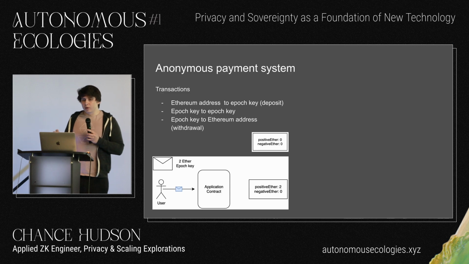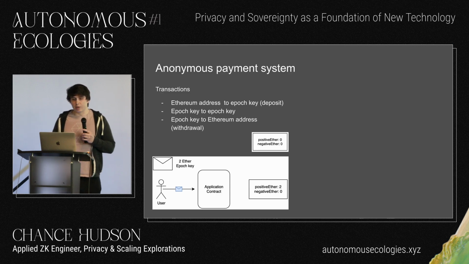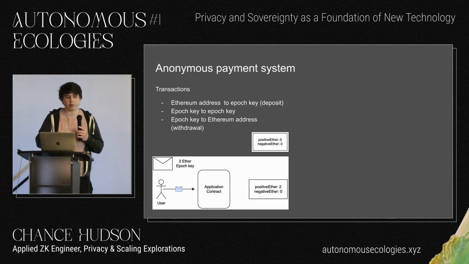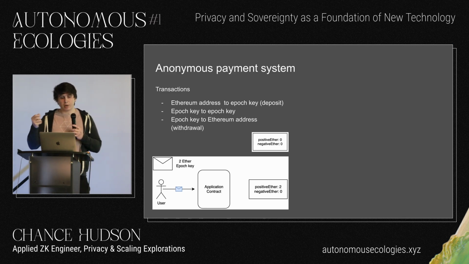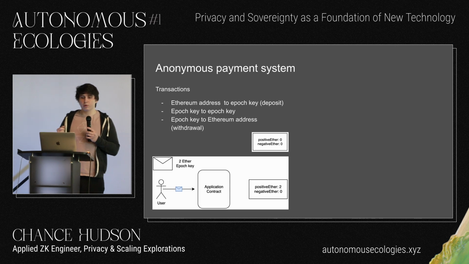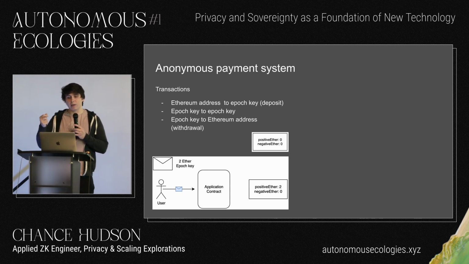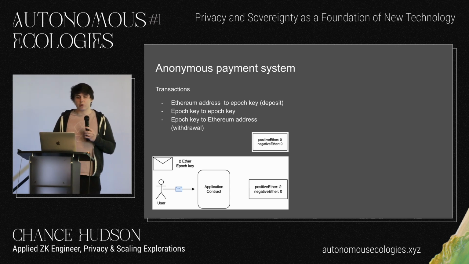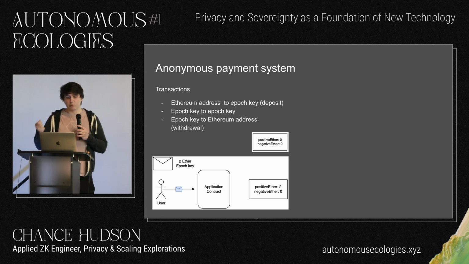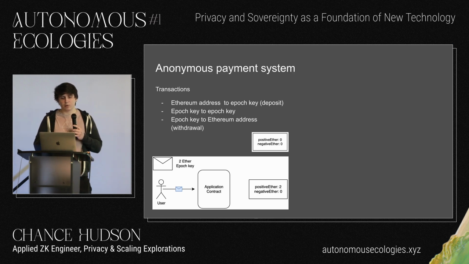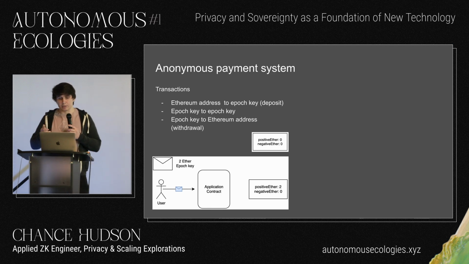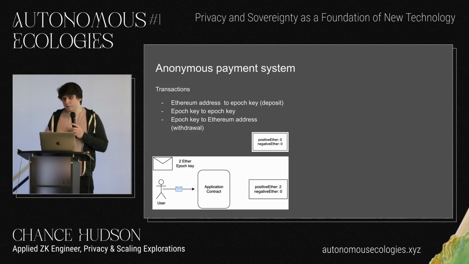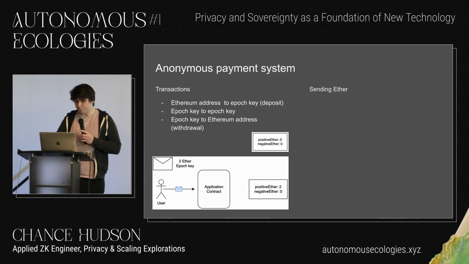And so this is what a deposit flow would look like for this application. We'll have an application contract that implements the logic of this system. When a user wants to deposit, they will send their Ether along with a ZK proof containing an epoch key. Then the application contract will verify it and update the user data such that they have positive Ether 2 and negative Ether 0. And now the user has a balance within the system. The application contract just custodies the Ether in this case.